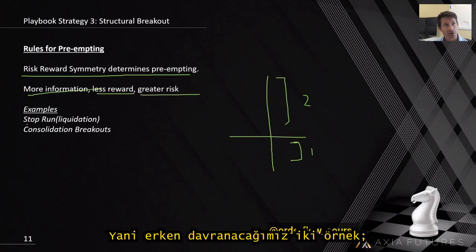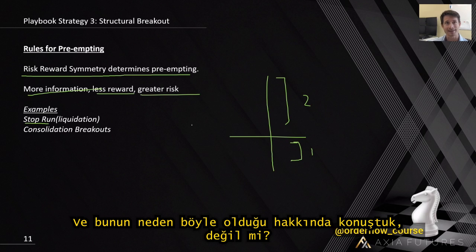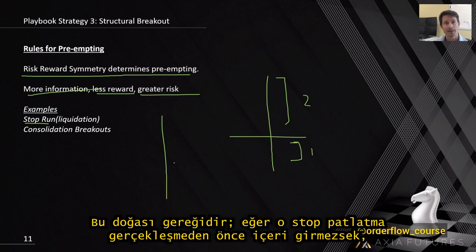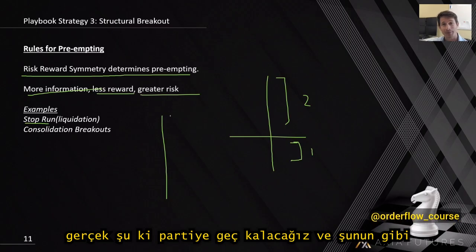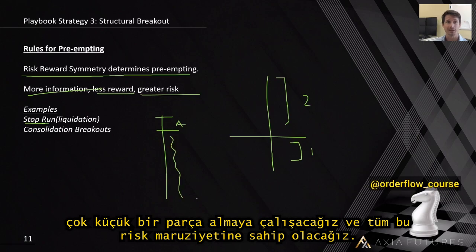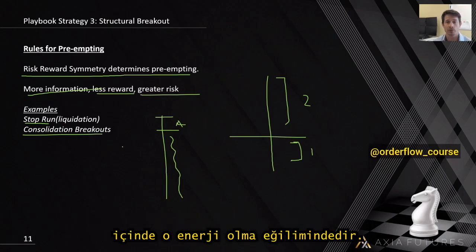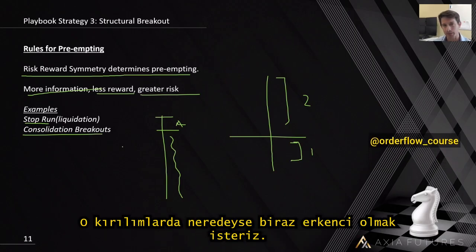So the 2 examples where we will preempt are where we have stop runs, where there's a liquidation of positions, and we spoke about why that is. It's the very nature that if we do not get in before that stop run occurs, we're going to be late to the party, and we're going to start looking to take a very small winner and have all this risk exposure. And the same with consolidation breakouts. Because they tend to have that energy involved, we want to be a little bit preemptive in those breakouts.